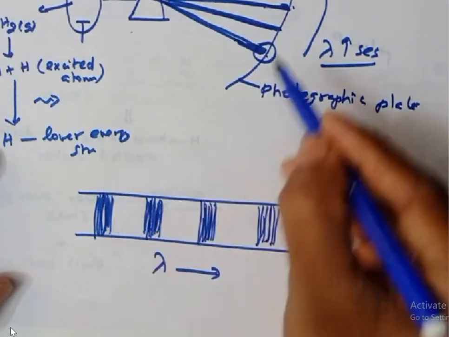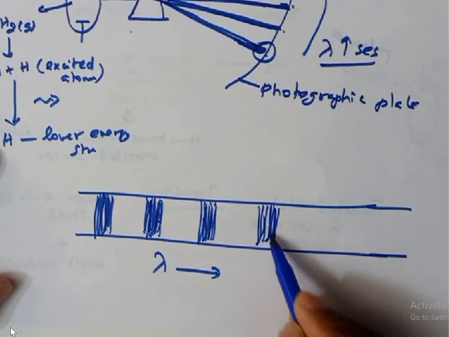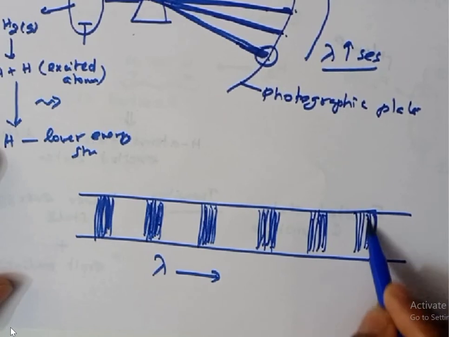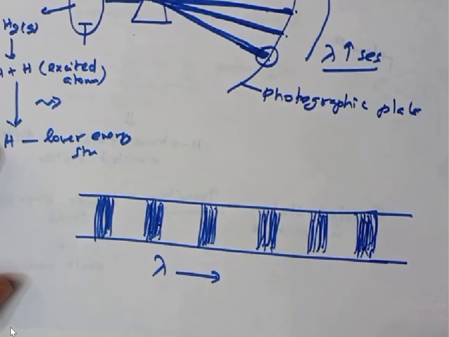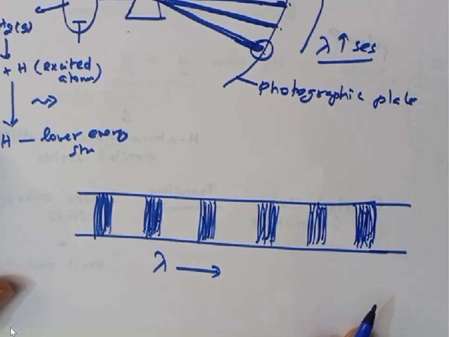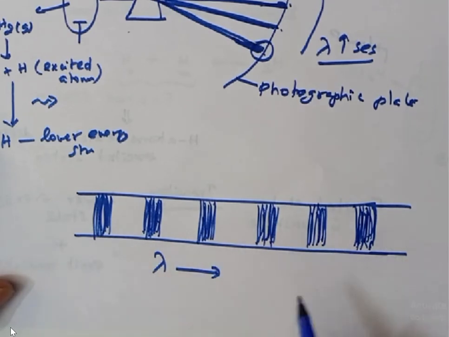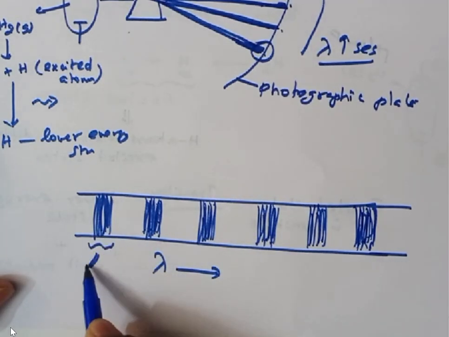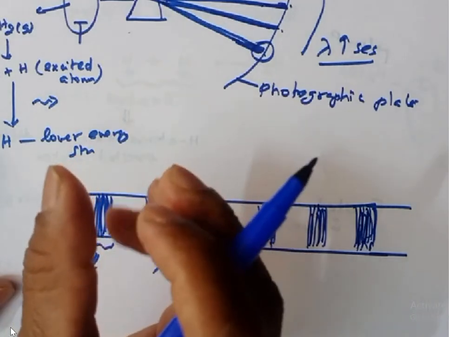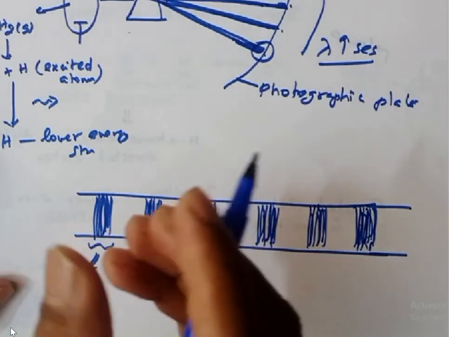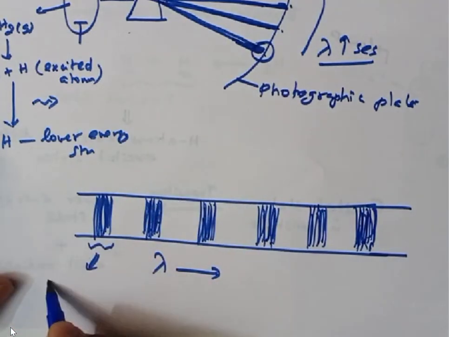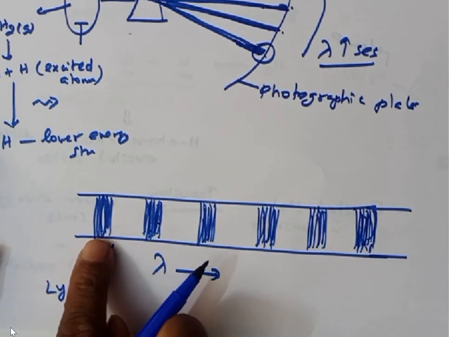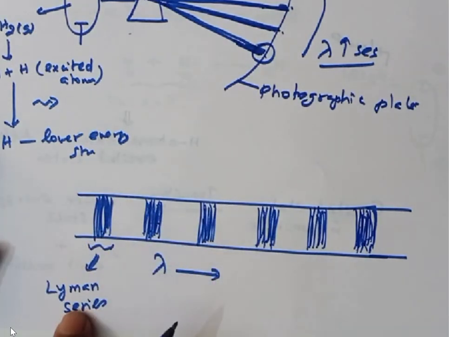Then like that, we get bunches of lines. This is the first bunch of lines, this is the second bunch, this is the third bunch, like that. Many, many lines appear very closely spaced in the spectrum. The scientists analyzed these lines and found that these lines appear as a bunch, and this bunch of lines they called a series. The first bunch, appearing at the lowest possible wavelength, is called the Lyman series.